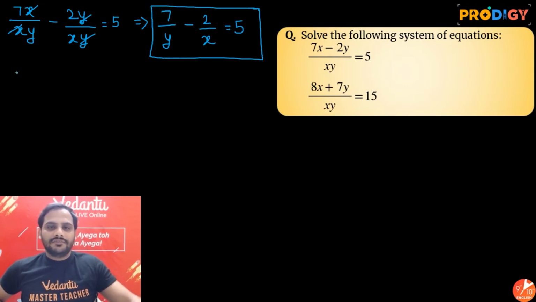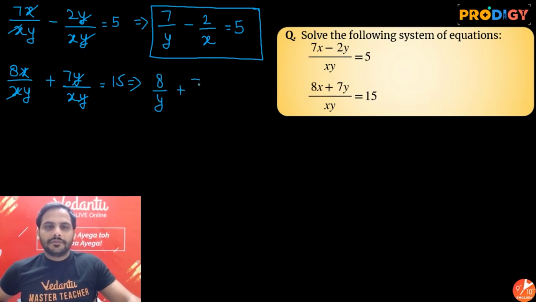Right? Same way, 8x by xy plus 7y by xy is equal to 15. So again, x cancelled, y cancelled.